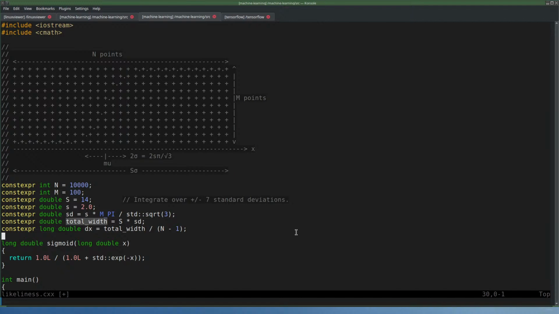What other constants do we need? Mu itself. I really have no idea why I would not put mu in the middle. It doesn't really do anything. But okay, const expression double, long double. I think I'm happy with double at the moment.